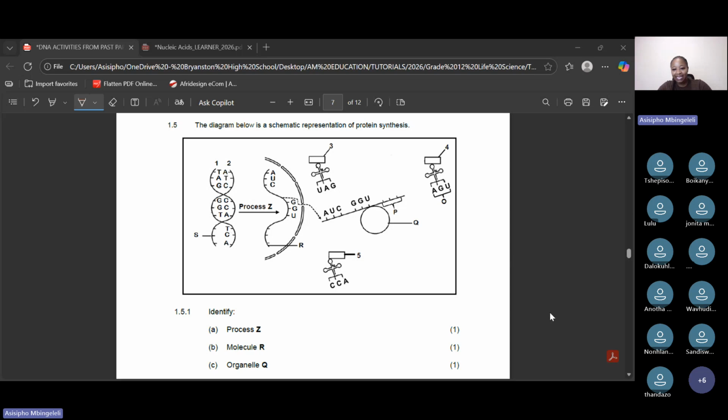Okay, I'm back. All right, let's do this. 8 marks in 2 minutes. Let's do it very quickly. Janita, let's do this. Identify process Z. Let's move very quickly, guys. Janita, this one is for you.